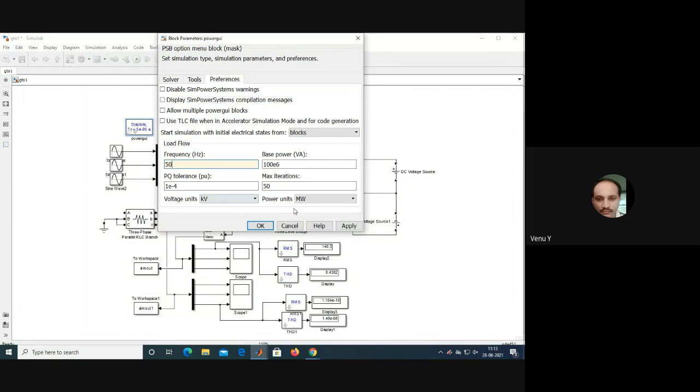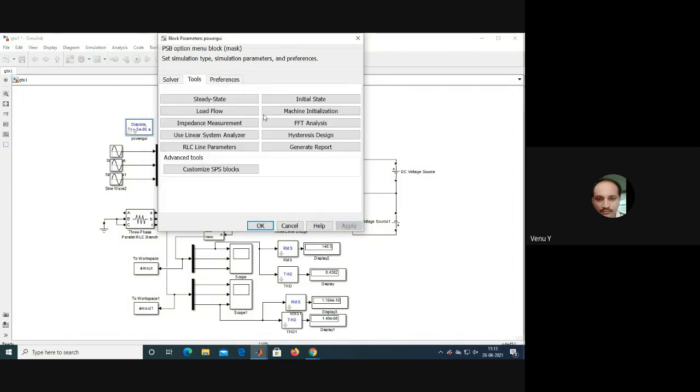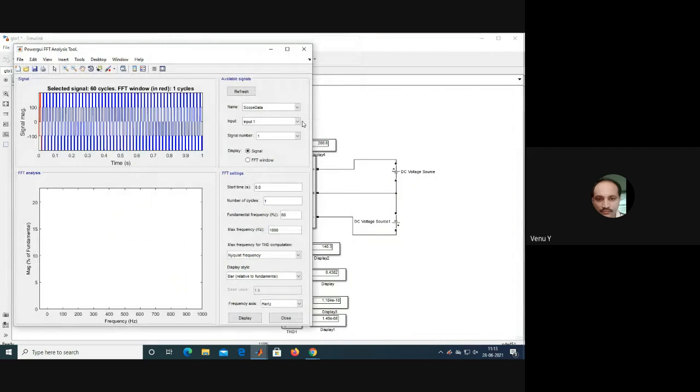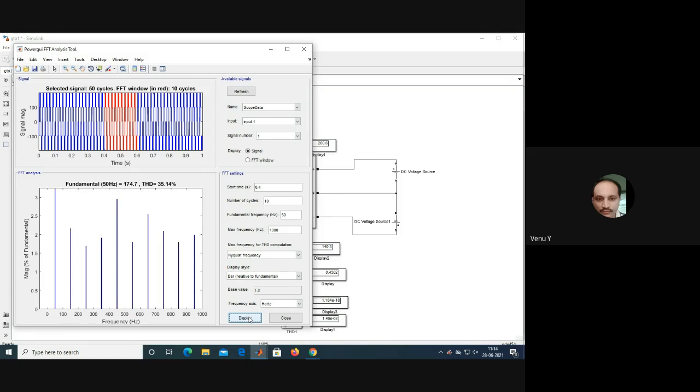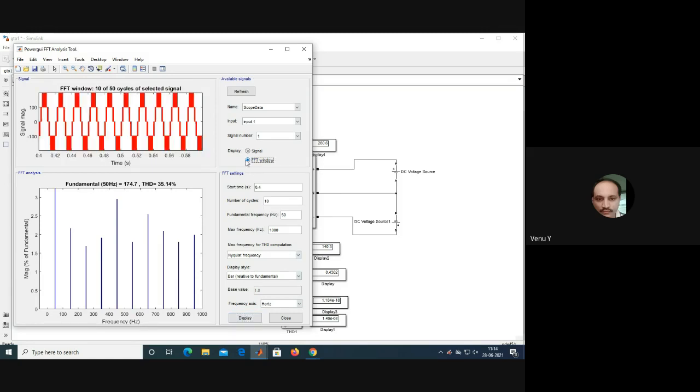Hz, you can change this one. Tools, FFT. Start time you can use 0.4. Number of cycles 10. Frequency 50 Hz. And maximum frequency 1000. 35.15. This is the FFT window.